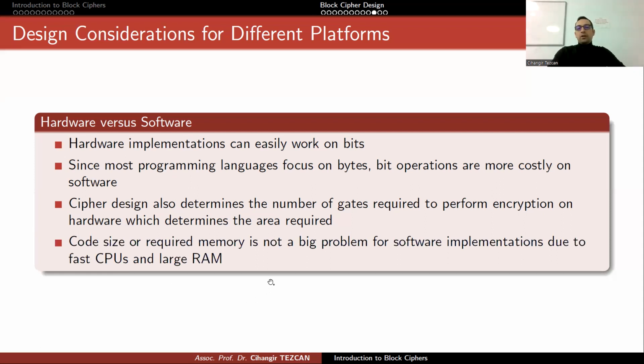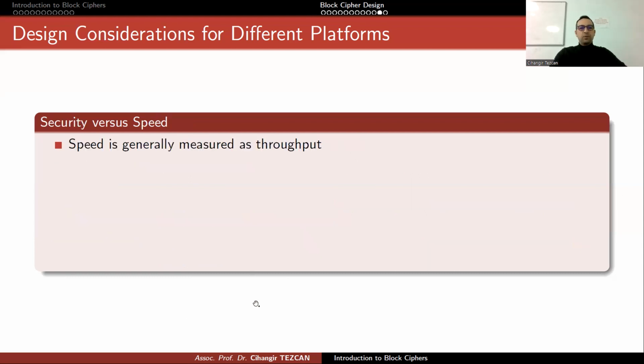Code size or required memory is not a big problem for software implementations due to fast CPUs and large RAM, but for smaller devices, this is a problem. There are still devices that have less than 64 kilobytes. Think about Commodore 64. In 2023, you have devices which have less memory than Commodore 64 because they're really, really small. Or you have 4-bit microcontrollers still. So code size or required memory is also important, which people generally don't care much about.